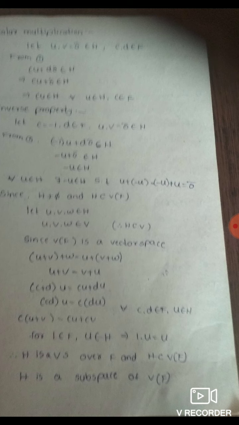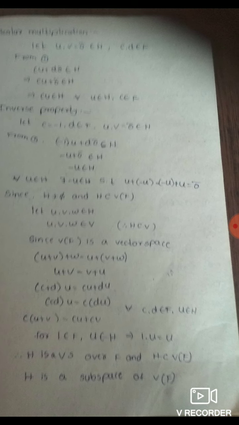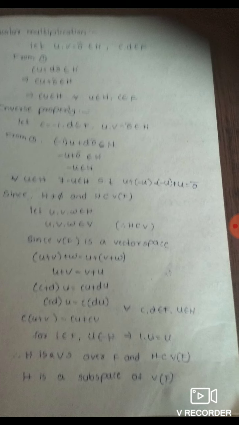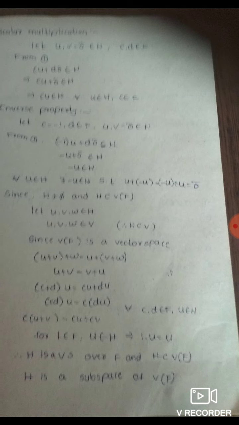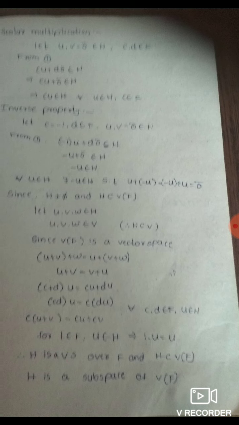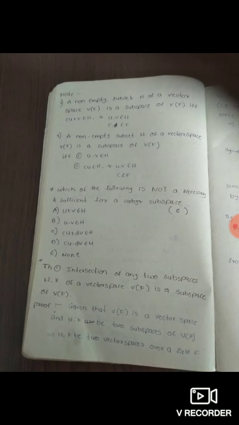H is a vector space, then H is said to be a subspace of V of F. H is a subspace of V of F if and only if cu plus dv belongs to H. Okay, a very important theorem: the necessary and sufficient condition for a subspace. Next we go to the next note.